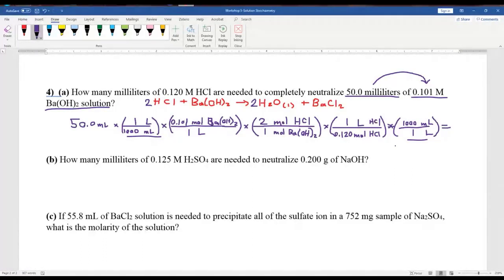841 milliliters. Nope, that is not right. 841 is way too much. Is it 84? 84.1. 84.1, very good. 84.1 milliliters.